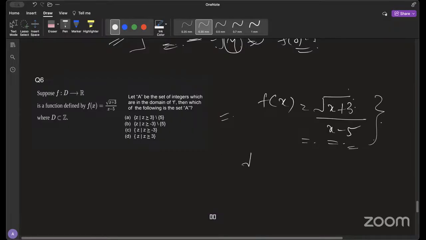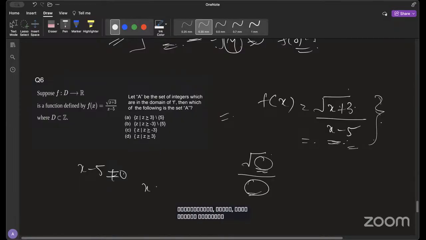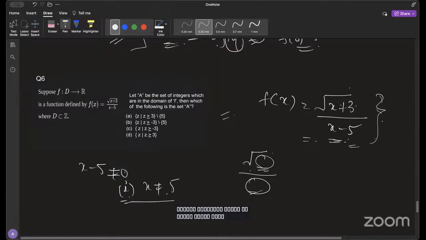So you have to take care of two things: the square root and the denominator, because they can both create trouble. Let's come to the denominator first. You would want x minus 5 to be not 0, because if you have a 0 in the denominator, then this thing is not defined. So the first thing is your x should not be 5. This is the first thing that should not be in your domain.